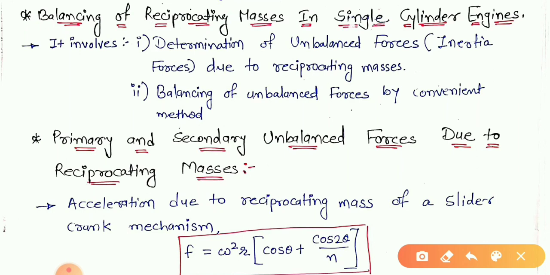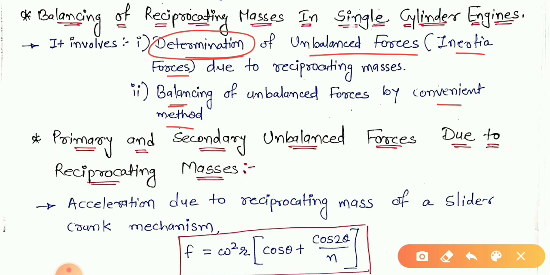First of all, it involves two parts. First, we have to determine the unbalanced force, that is, the inertia force. Suppose any body is rotating with a certain mass, there will be an inertia force acting on it. So in a reciprocating engine there will also be an inertia force acting on it. The second part is balancing the unbalanced force by a convenient method. First we have to determine the unbalanced force and then balance it by a convenient method.